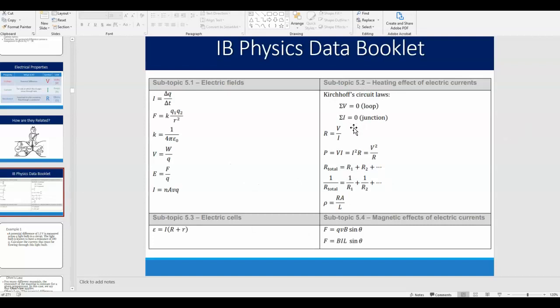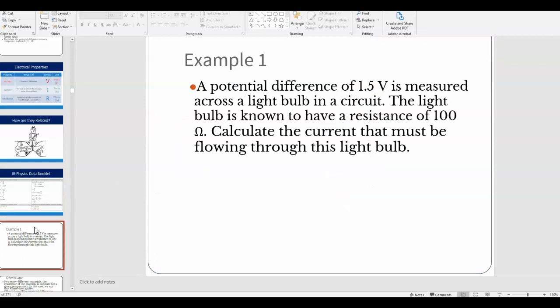In the IB data booklet, you are given the equation that defines resistance, R equals V over I. So that is given to you. Just to give you a really basic example, a potential difference of 1.5 volts is measured across the light bulb in a circuit. The light bulb is known to have a resistance of 100 ohms. Calculate the current that must be flowing through this light bulb.